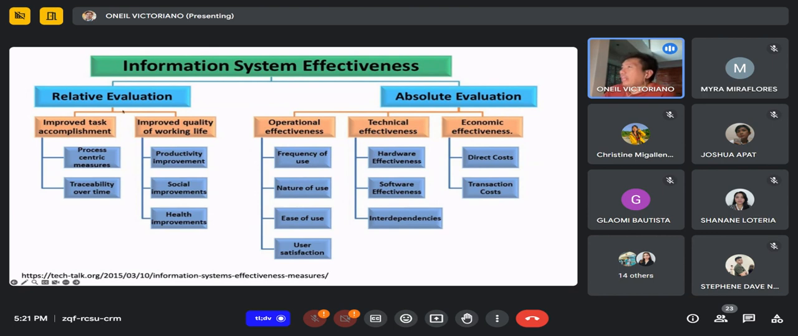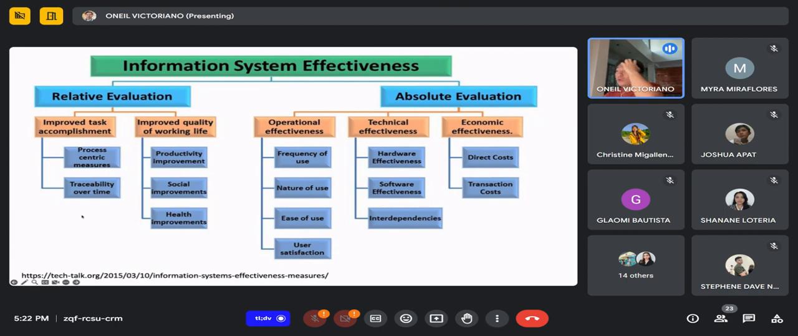So also for relative evaluations, you might look into how tasks would be accomplished and the quality of working life. So looking into productivity, social improvements, health improvements. If we have new systems, what about the health of the people, the users? So looking into HCI or human computer interaction, or the effectiveness of the screens, how big the screens, how small the screens, how about the keyboard.